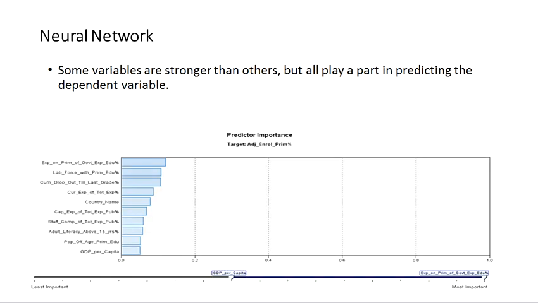Our second model is neural network, and as you can see from the chart below, some of the variables are stronger than others, but all of them play a part in predicting the dependent variable.